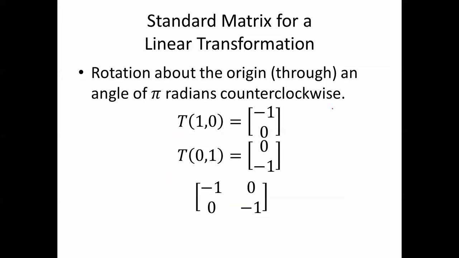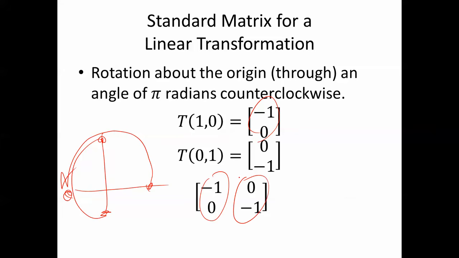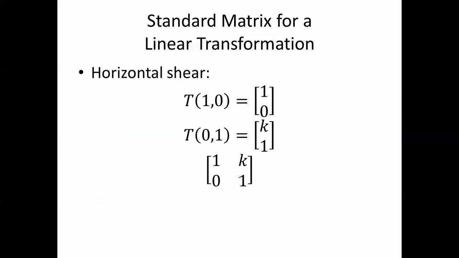Rotation about the origin through an angle of pi radians counterclockwise. Okay, if you start off at this point, 1, 0, and you rotate it pi radians, you'll end up with negative 1, 0. And in the same way, if you start off with this point, 0, 1, you'll end up with this point, 0, negative 1. So that's why we get this. That's the matrix for this linear transformation.